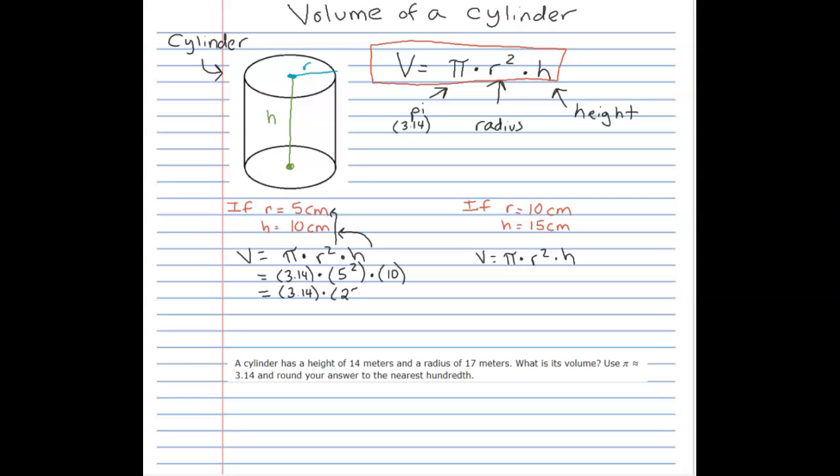If you still need that additional step, 5 squared is 25. So we're going to do 3.14 times 25 times 10. I'm given this as 785 cubic centimeters. In this case, we don't have to round because we're not giving any decimals. So let's do the second one.